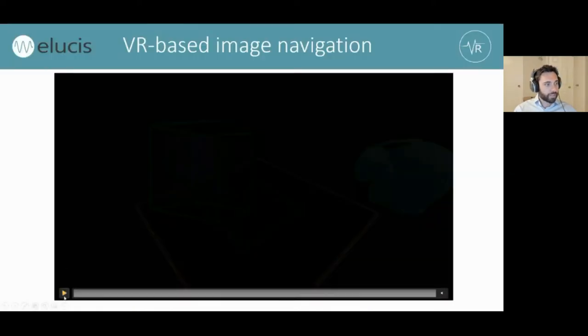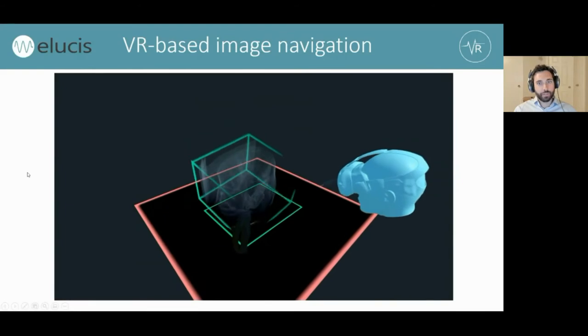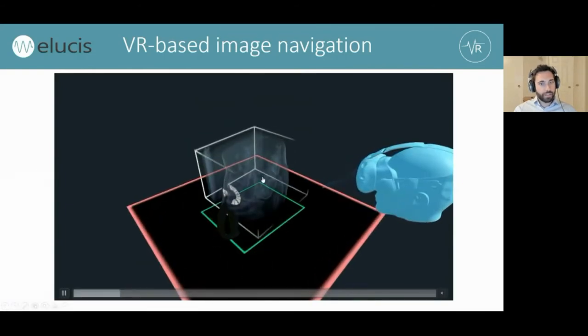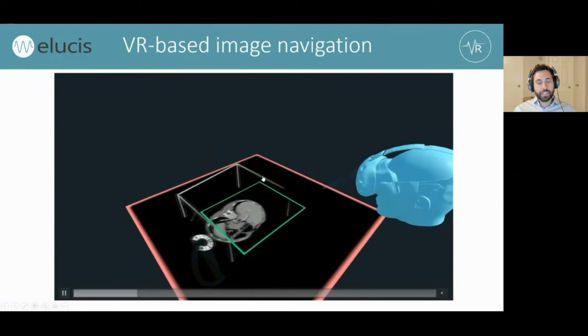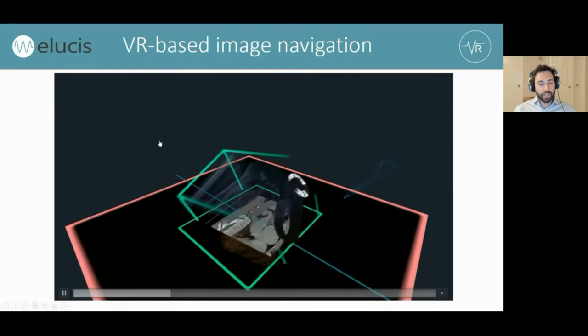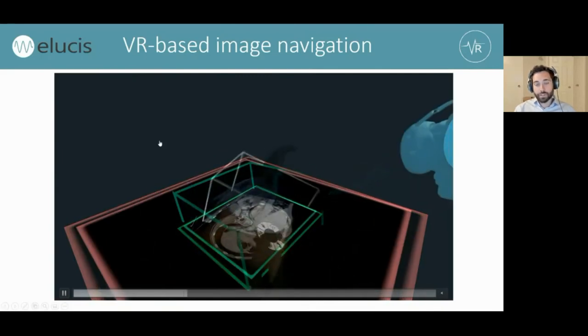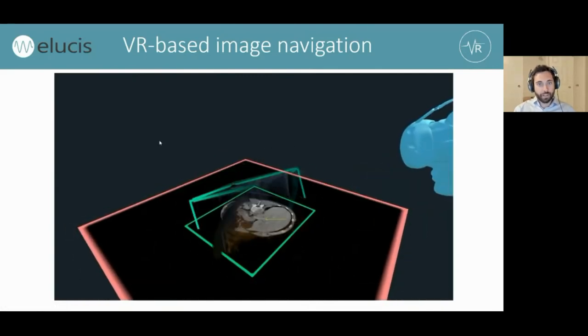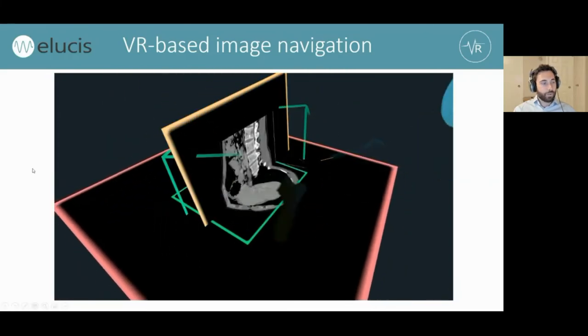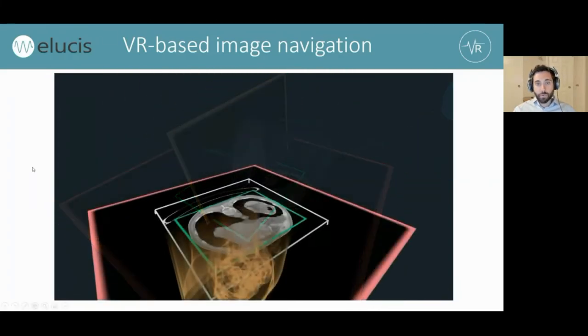So I'll show you the effect that this has on image navigation. Hopefully this video runs pretty smoothly. You can see here that in this scene, the CT scan is an actual 3D volume that you can grab and reorient. And what it does is it displays a cross section on that desk that you've defined. You can then navigate that image fully in 3D. You can make new image slices that you can then move through.